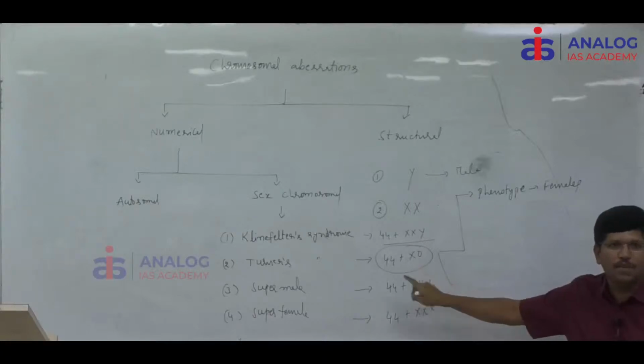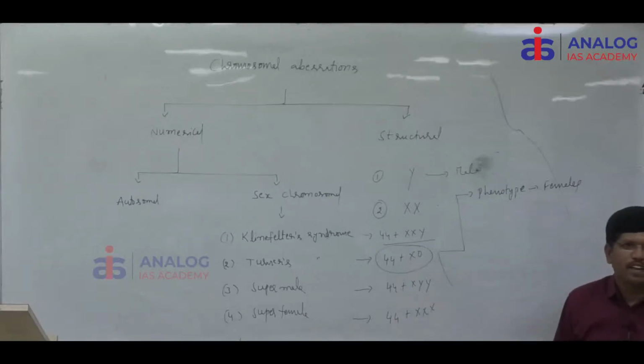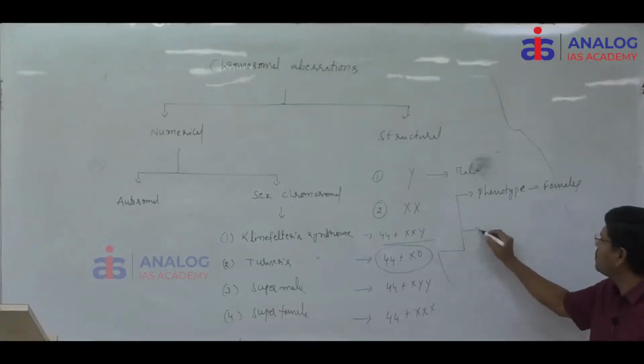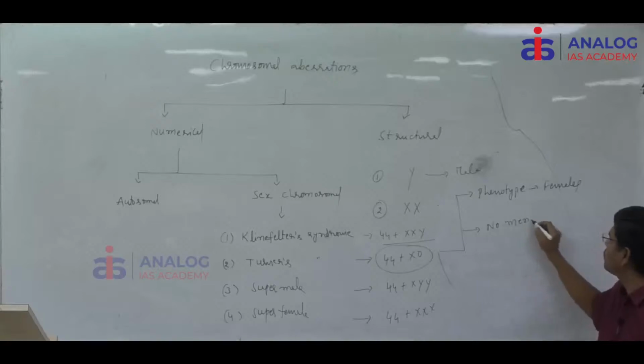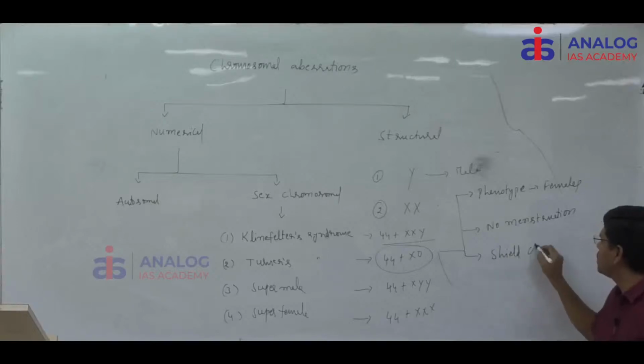They are not there here, so it does not come. Simply put, a female without female characters. That means no menstruation, or absence of menstruation. After that, no breast enlargement. The breast is flat. That means the chest region is not developed. When the chest region is flat, that is called shield chest. Shield chest means flat chest.